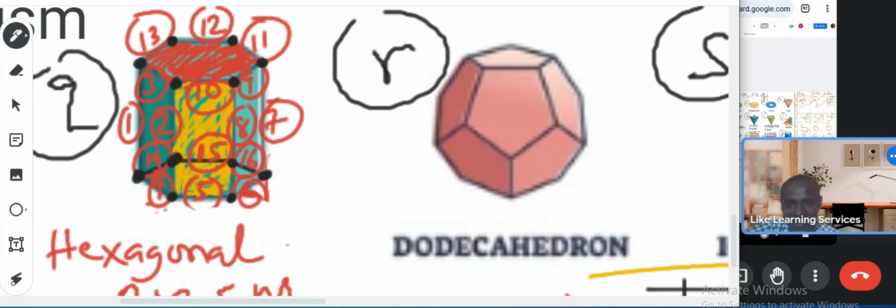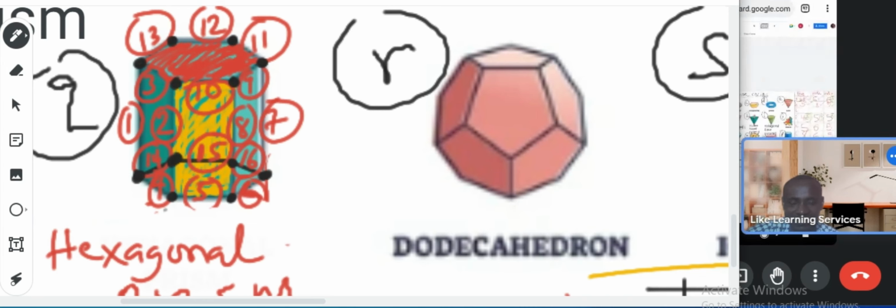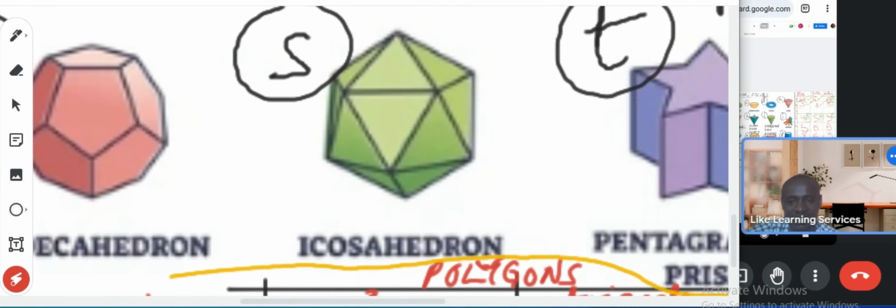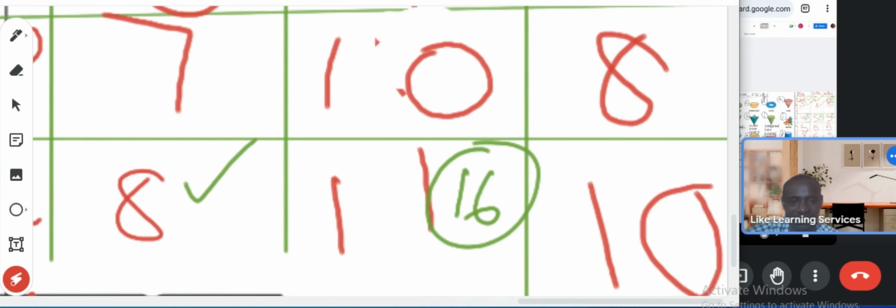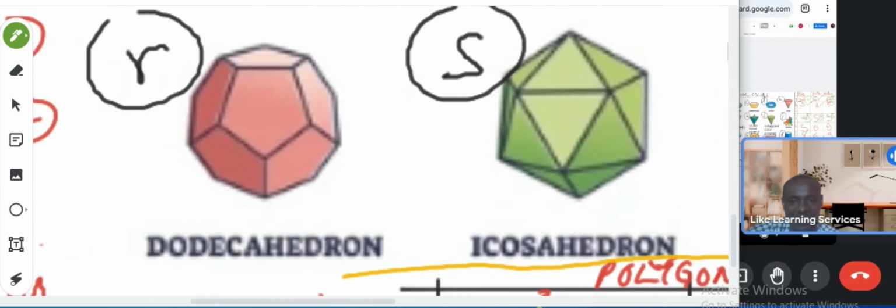Did you see it? How many vertices? 1, 2, 3, 4, 5, 6, 7, 8. Yeah. 1, 2, 3, 4, 5, 6, 7, 8, 9, 10, 11, 12. 12 vertices. So Q is 12. You wrote 10. Should be 12. Is it getting clearer now?